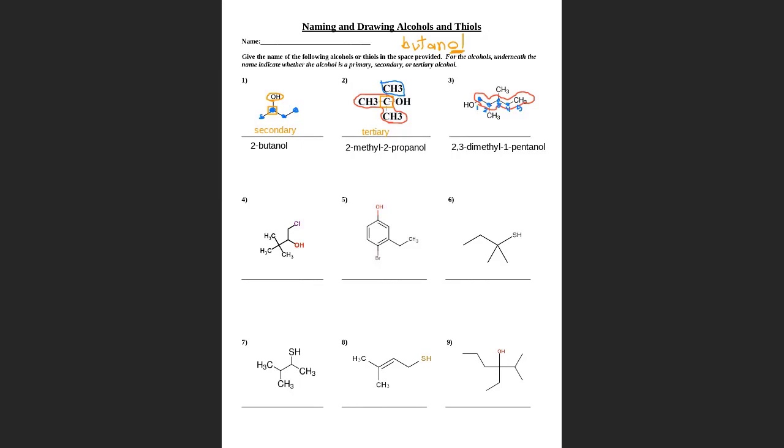Okay, so once again, let's look at the alpha carbon. That's the carbon that's directly connected to the functional group. Yeah, the alpha carbon is only directly connected to one other carbon. And so therefore, this would be primary.